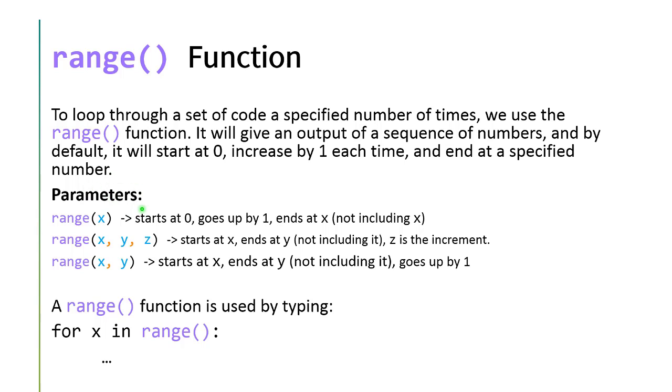So range(x) starts at 0, goes up by 1, and ends at x, but it doesn't include x. And range(x, y, z) starts at x, ends at y, not including y, and z is an increment, so it goes up by z each time. And range(x, y) starts at x, ends at y, not including y though, and it goes up by 1. A range function is used by typing for x in range and the parameters, and here's the loop, and you write stuff inside the loop.